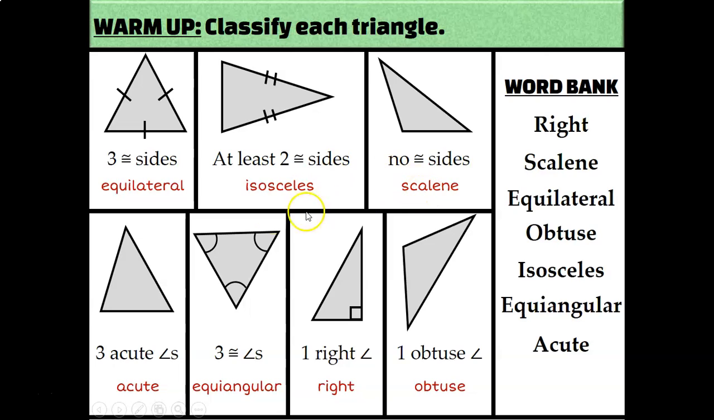We just have a couple of strange words to remember for your side lengths. 2 congruent sides means isosceles, and no congruent sides, all 3 sides being different lengths, that means it's scalene.